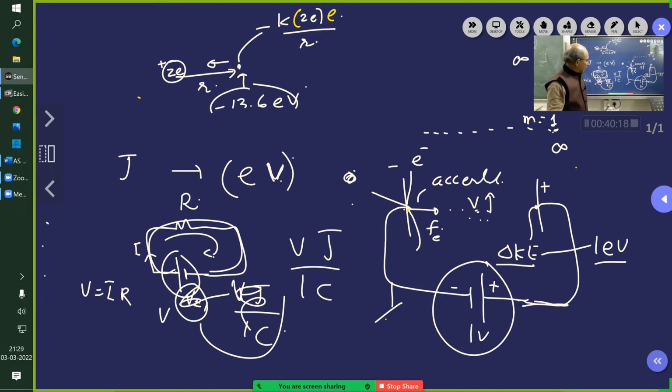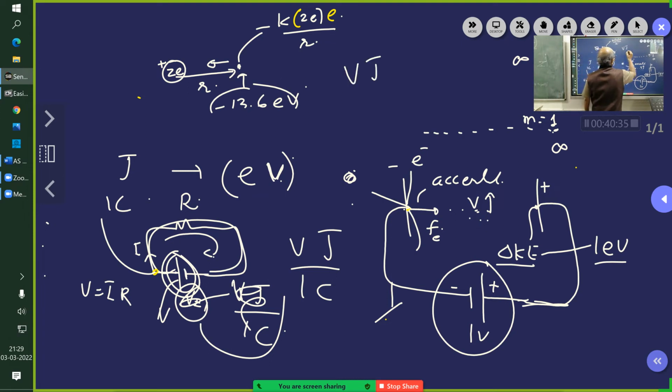Now here also this is a similar situation. The only thing is that instead of your mama there is a battery, and instead of you there is a charge of 1 coulomb. So this battery is going to expend V joules of energy for every coulomb of charge. Got it? Right. So V joules of energy per every coulomb of charge.